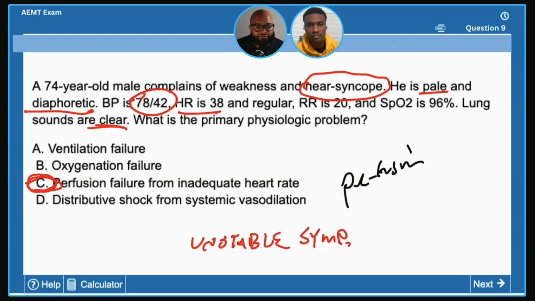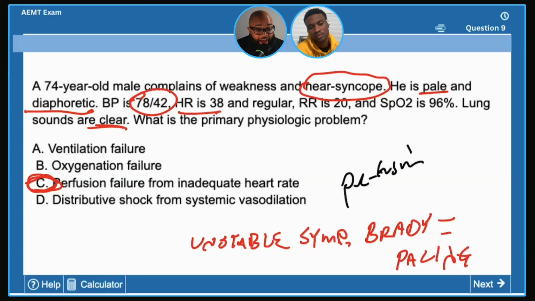And is his heart rate fast or slow? His heart rate is slow. So that's going to be bradycardia. So unstable symptomatic bradycardia. What's my fix for that? Transcutaneous pacing. Boom, just like that. And I'm in and out of that question. I want to be thinking all of this as I'm reading the question, even though it didn't ask me, because that may be the next question. If I've already thought about it, I'm in and out of that next question. Boom, just like that. Let's go to the next one.